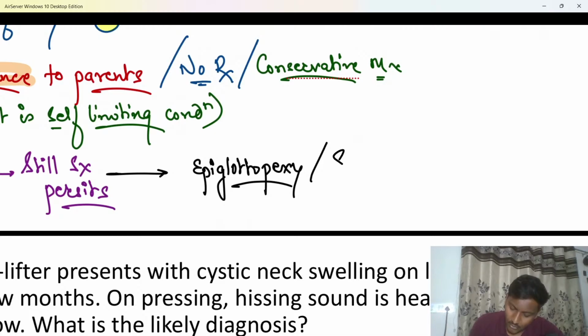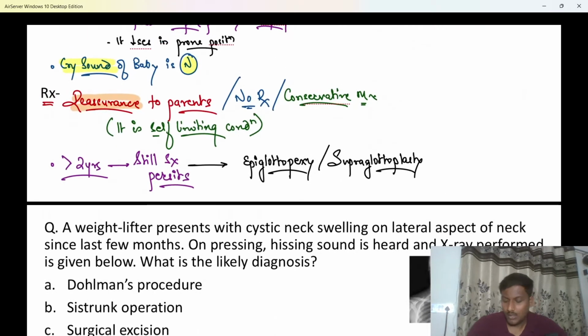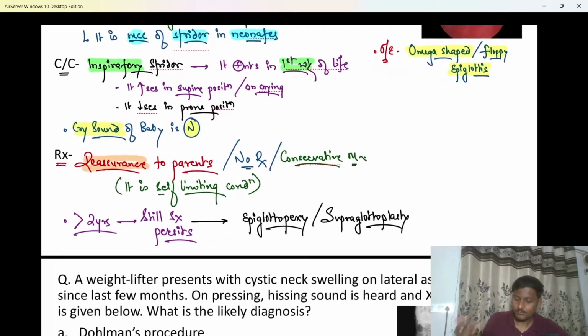And what are you repairing? The supraglottis, so that can be called supraglottoplasty. So if a child with laryngomalacia does not improve until 2 years of age, after 2 years of age you have to go for surgical management, and that surgical management is either called epiglottopexy or supraglottoplasty. Got it? Done with this.